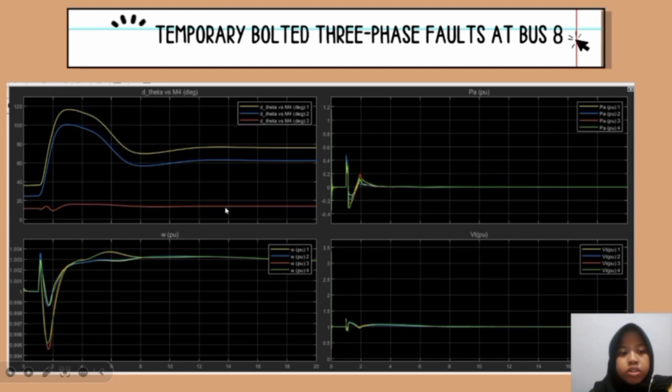Next, we go to the result. According to the graph, faults start to appear at 1 second. Due to the temporary fault at bus 8, the system becomes unstable until 6 seconds. The graph also illustrates how the rotor angle and speed become unstable and increase through the fault.